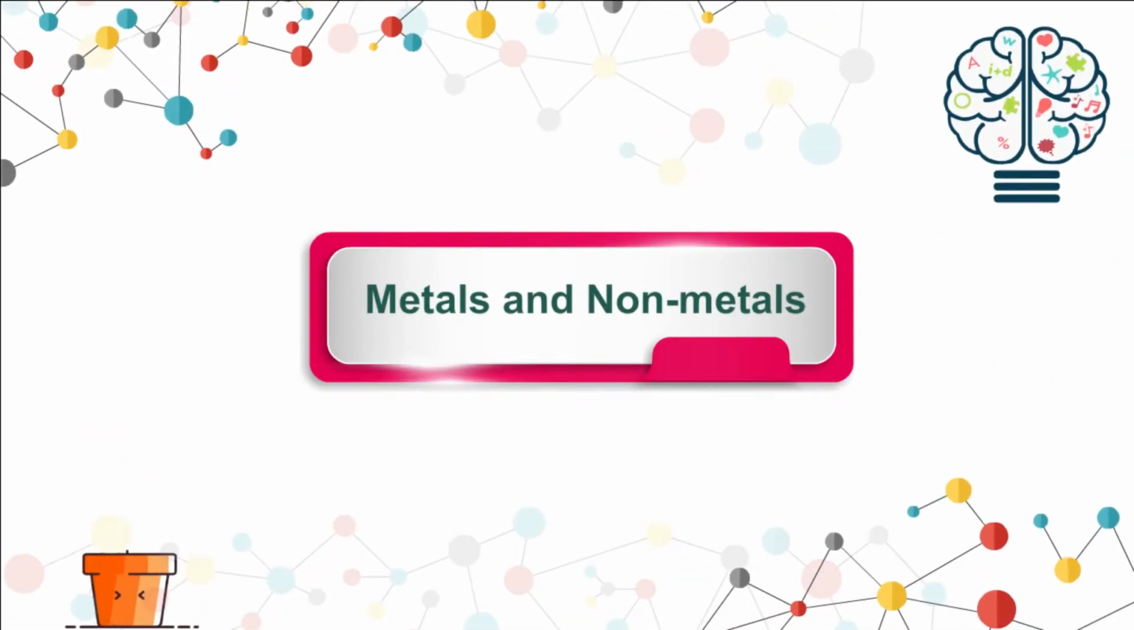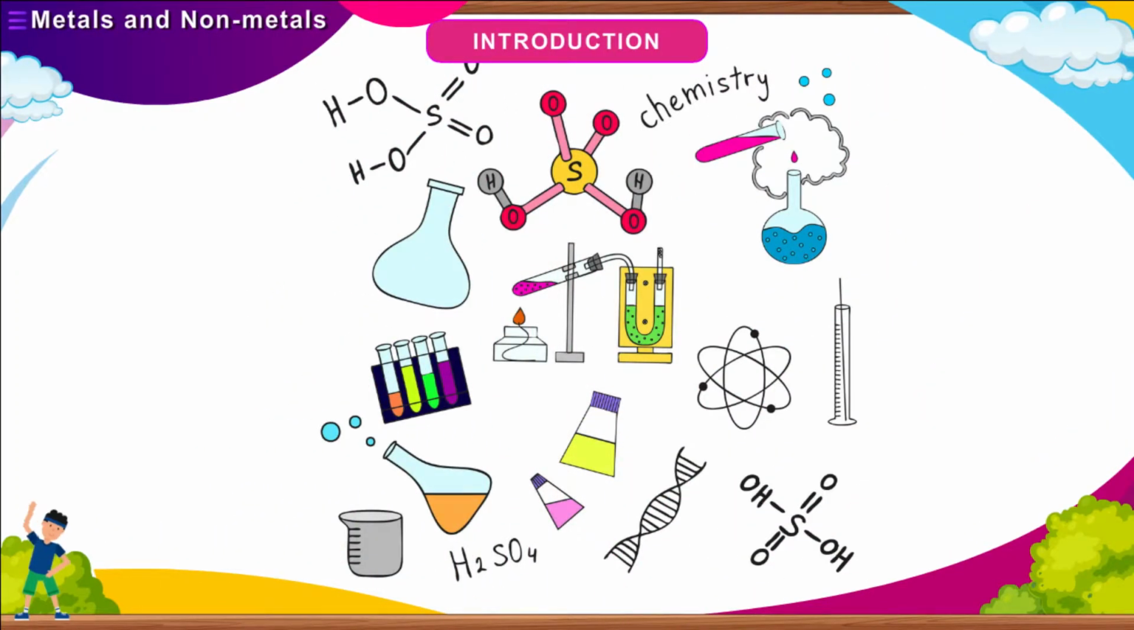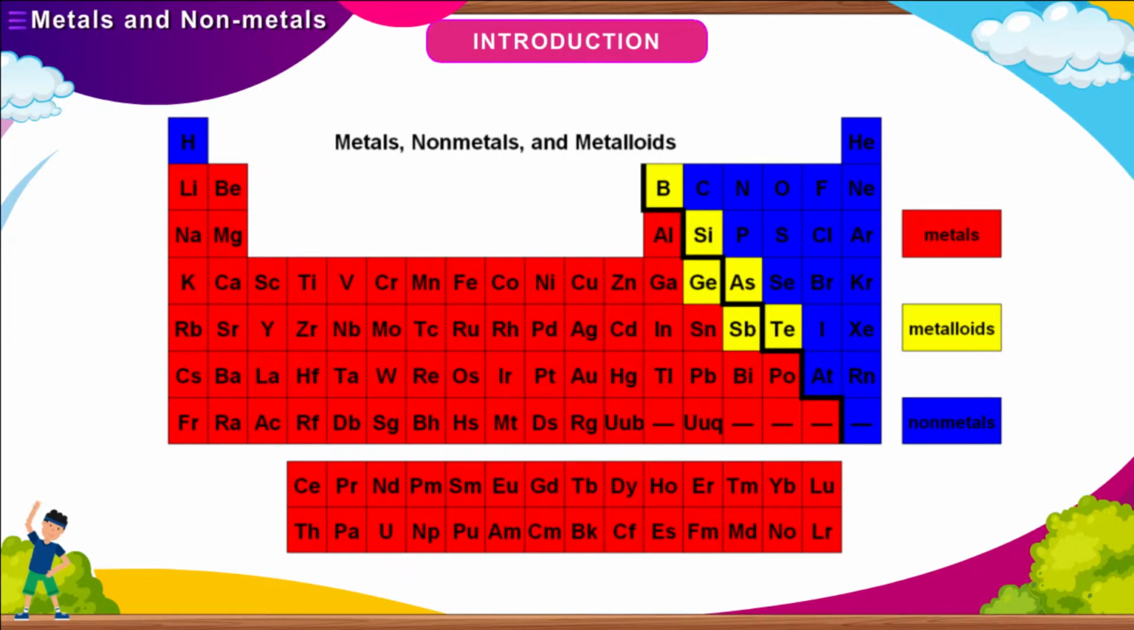Metals and nonmetals. Introduction. Elements are classified into three categories depending on their physical and chemical properties. These three groups are metals, nonmetals, and metalloids.